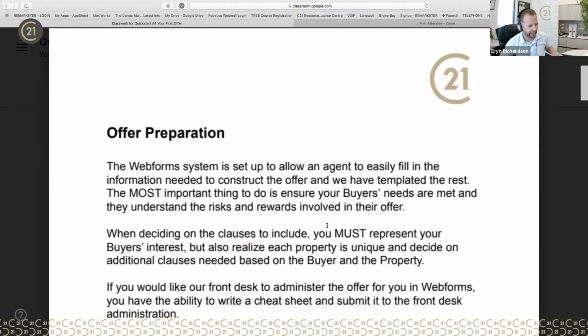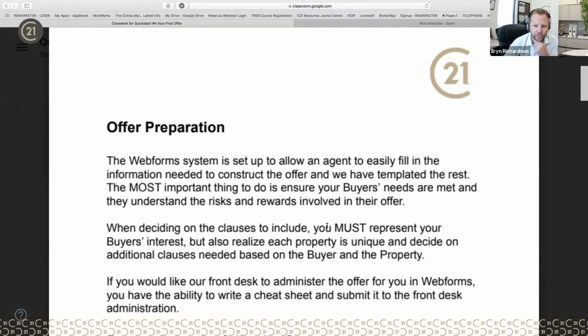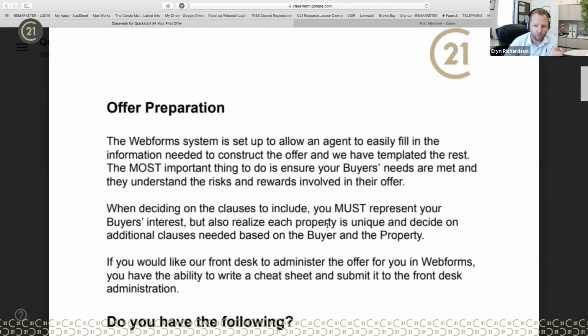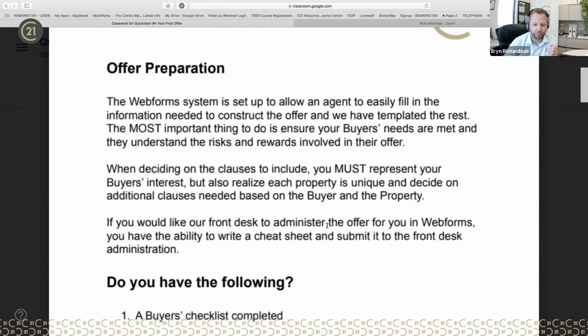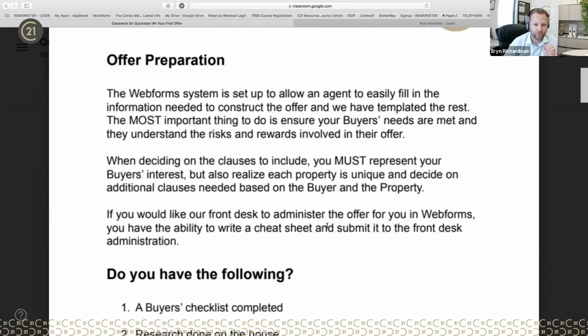So you have somebody who's looking to put an offer in. You've sat down with them, done your buyer presentation, you found the house, they're all ready. There's a few different ways we can do this. The web form system is set up to allow the agent easy access to fill in the information needed to construct the offer. Web forms is located on your Stratus or your Matrix system, you can click on web forms and go in there. We template them, so we put in the templates for the forms you need. We make it as easy as possible for you.